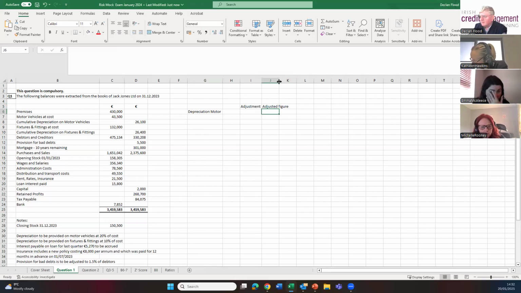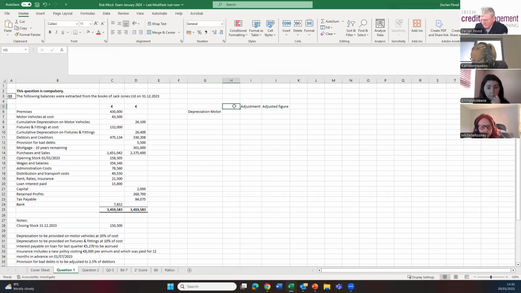So this is the balance. Depreciation on motor vehicles is 26,100. That's in the trial balance. That's what it says, right? The adjustment says depreciation to be provided at 20% of cost. So that is 20% of motor vehicles at cost, and we can see there they cost 43,500.